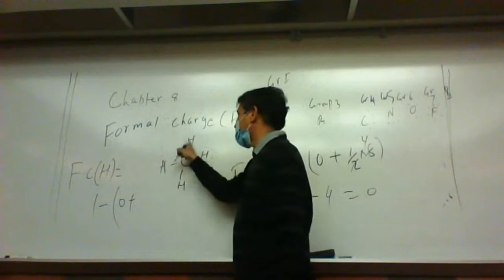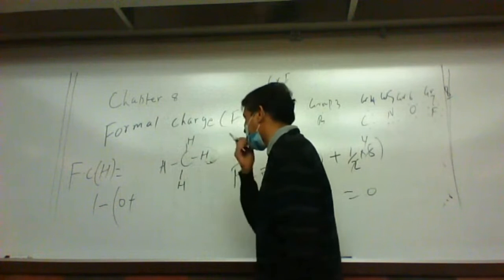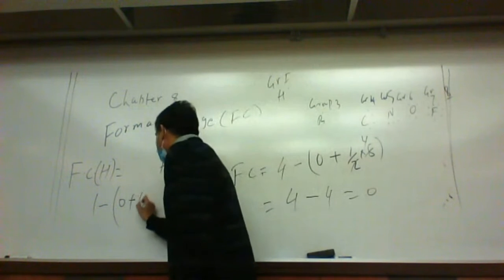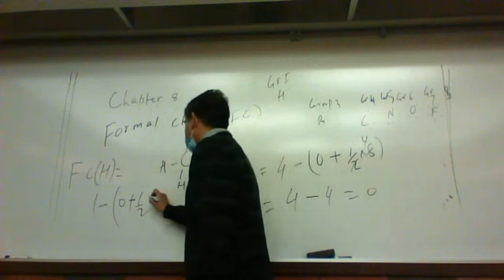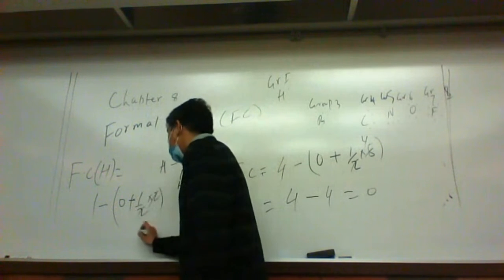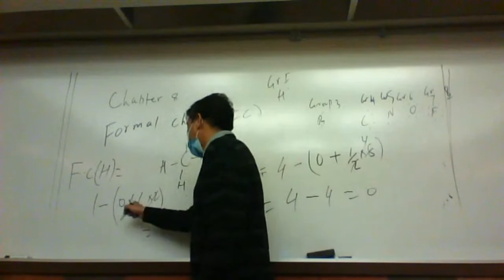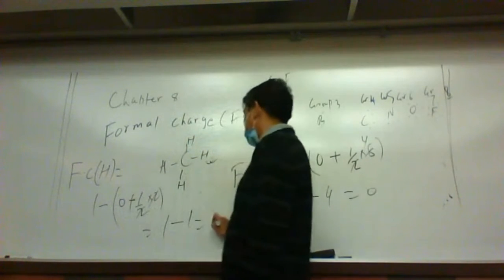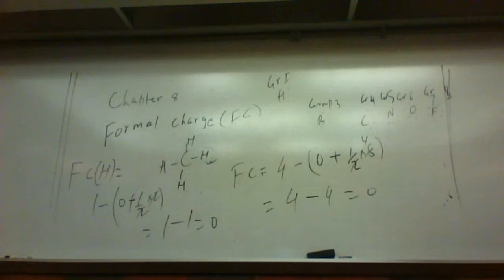I'm just looking at one hydrogen. I'm not looking at all the hydrogens here, yeah? Let's talk about one hydrogen. So plus a half, and then one hydrogen has 2 electrons here in the bond pair. So 1 minus 1 is 0. So hydrogen has 0 charge, and carbon also has 0 charge in this one. Make sense?